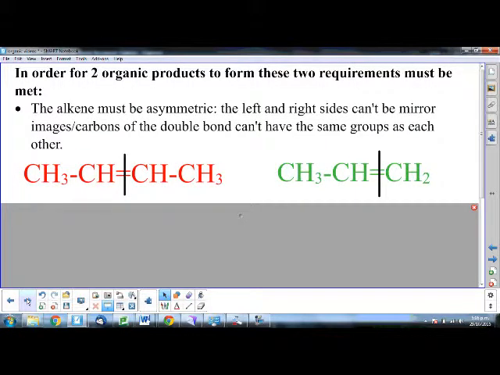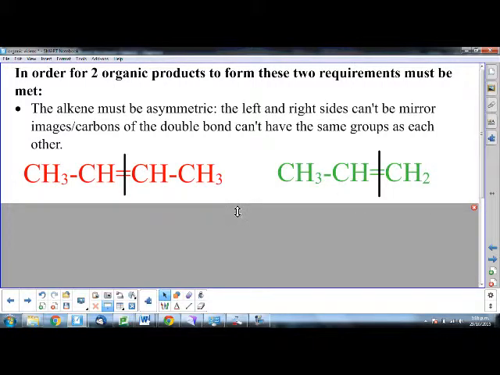In order to get two products in these reactions, there are two rules that must be satisfied. The first rule is that the alkene must be asymmetric. This essentially means that the left and right sides can't be mirror images of each other, or I guess we could say the carbons in a double bond can't have the exact same groups as each other. This is different from the requirements for geometric isomers, and that's often a source of confusion.